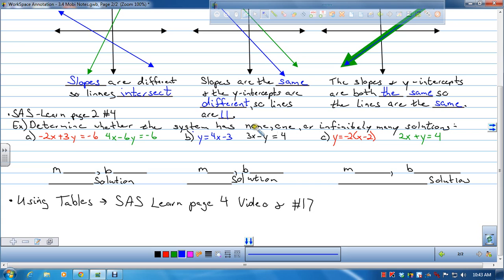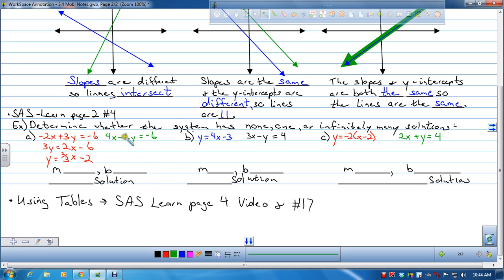To determine whether something has none, one, or infinitely many solutions, we're going to want to first put everything in slope-intercept form, because that'll make it easiest to compare the slope and to compare the intercept. Okay, so in order to do that, first thing I need to do is solve for y, right? So I need to move my 2x over. So I have 3y equals 2x minus 6. I just added 2x to both sides. Now I need to divide everything by 3, and I would get y equals 2/3 x minus 2.